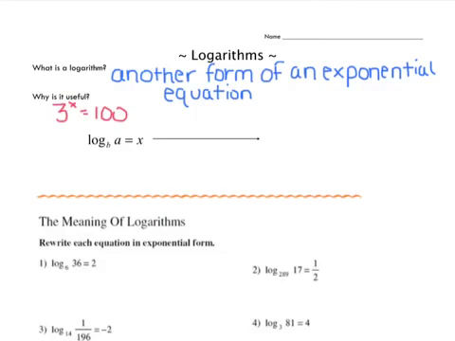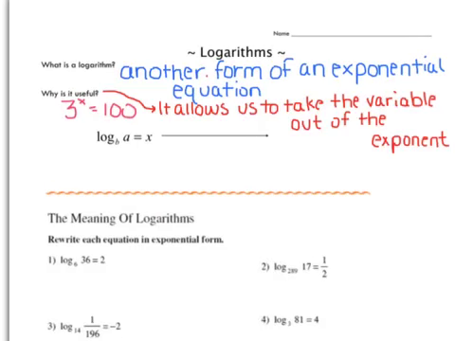So why is it useful? It's useful because it lets you take the x out of the exponent, or take the variable out of the exponent, and do some math with it. So there I've written in what I just said to you. It allows us to take the variable out of the exponent. If you need to pause at this point to copy down those couple of notes, you're welcome to.